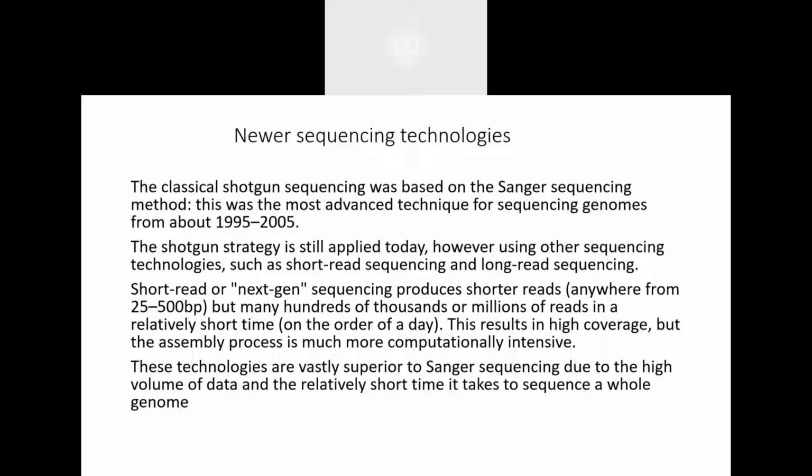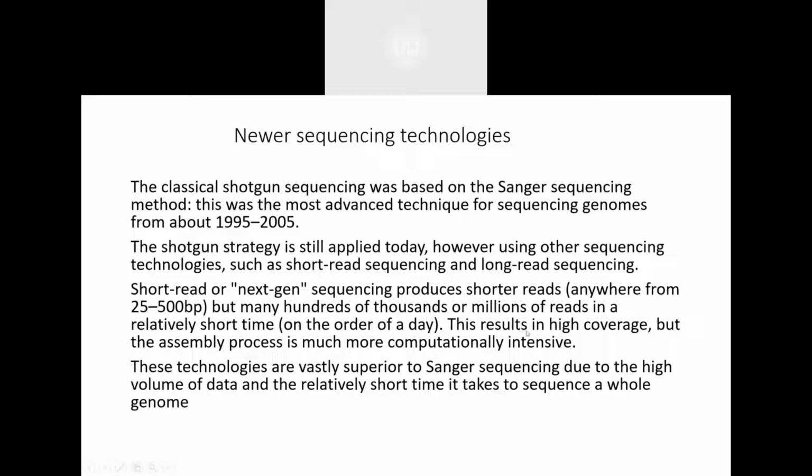Okay. So, short read or next generation sequencing produces shorter reads anywhere from 25 to 500 base pairs, but many hundreds of thousands or millions of reads it can give in a relatively short time. On the order of a day, the output is quite high. Though the reads are shorter, within a particular span of time, like within a day, I'm getting thousands and millions of copies.